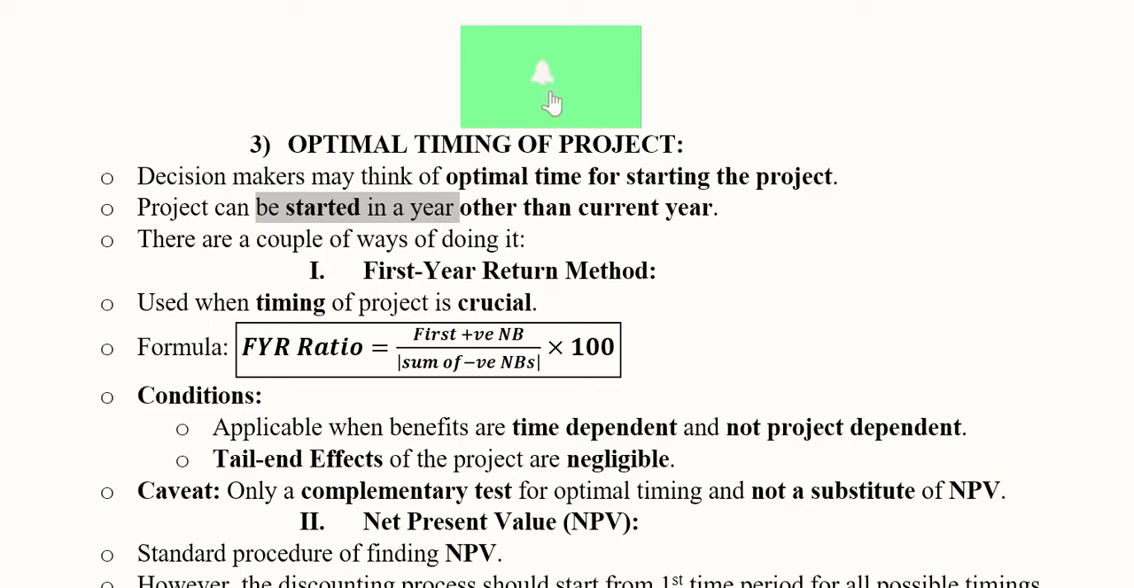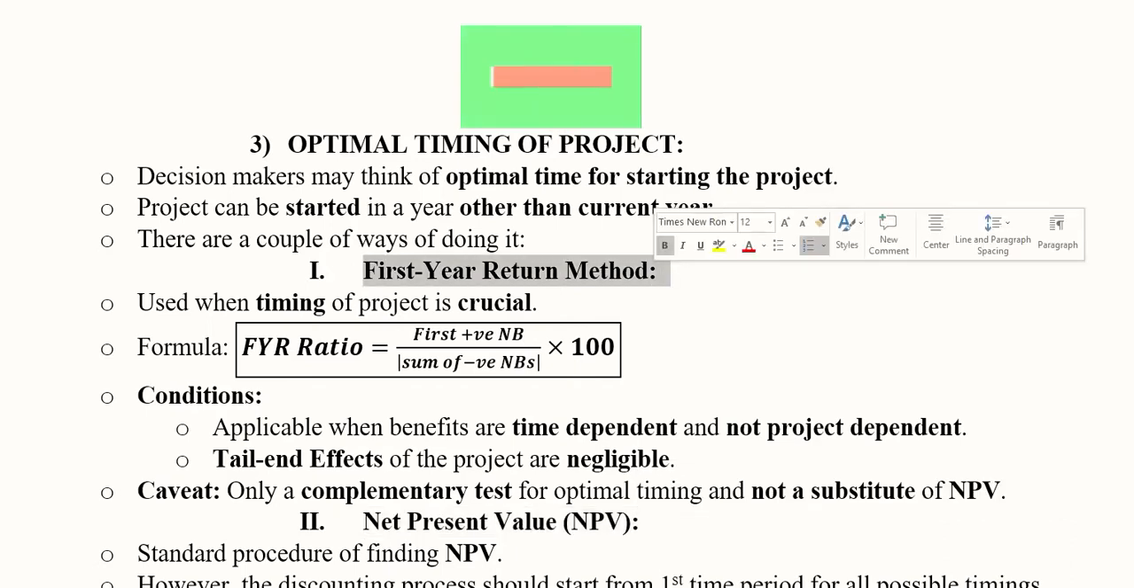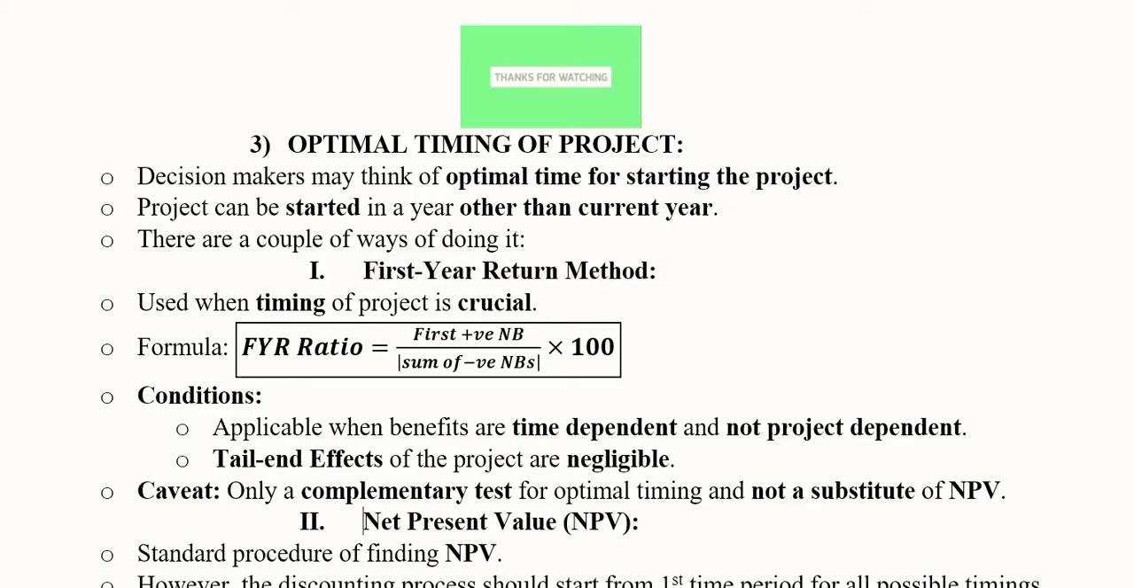There are two ways actually to judge which one of the years is suitable. One is the first year return method, the other is the usual NPV method. Here we must remember that the first year return method is not the perfect method. Instead, we will depend upon the NPV method. This is just a complementary method that can help us make a good guess about which one of the projects is the suitable one when it comes to the beginning of the project.